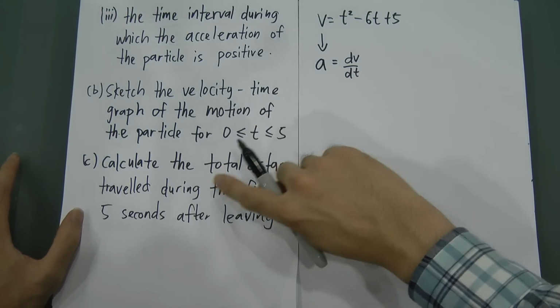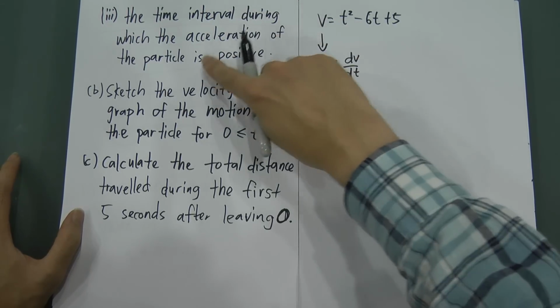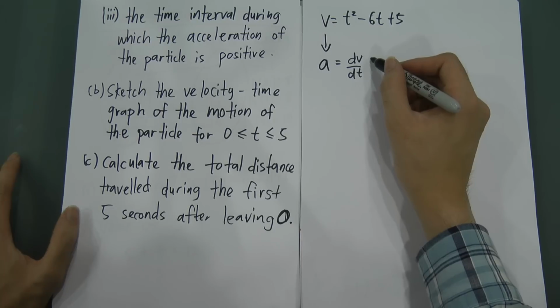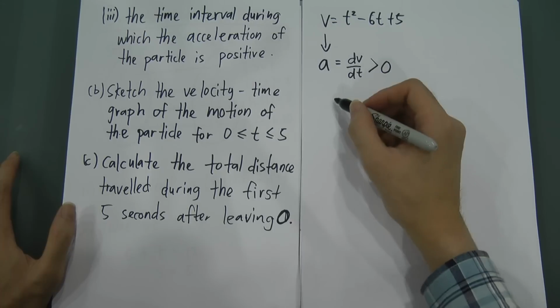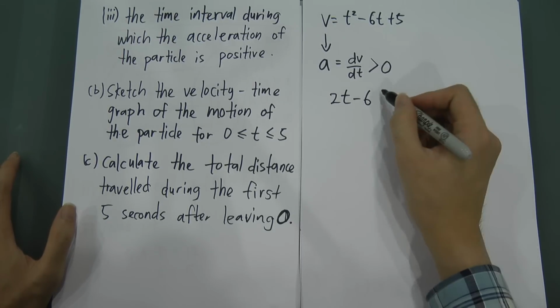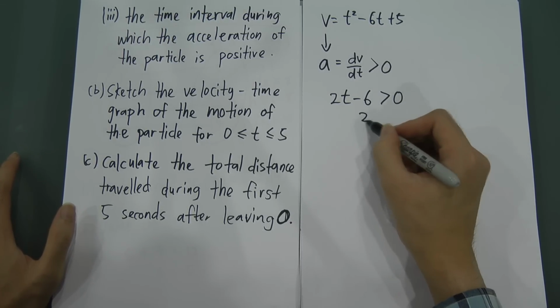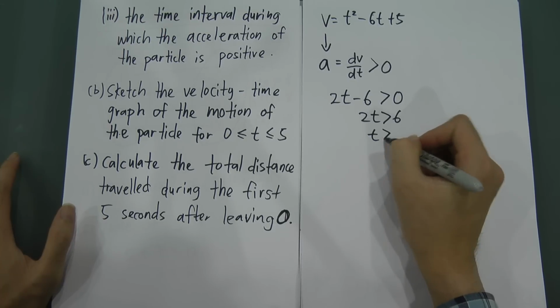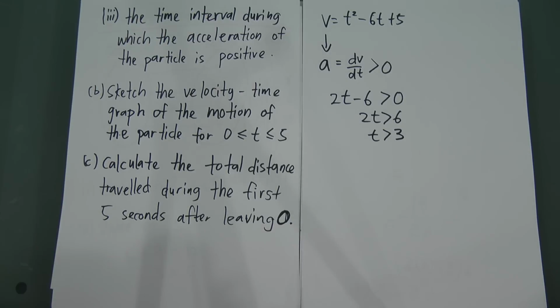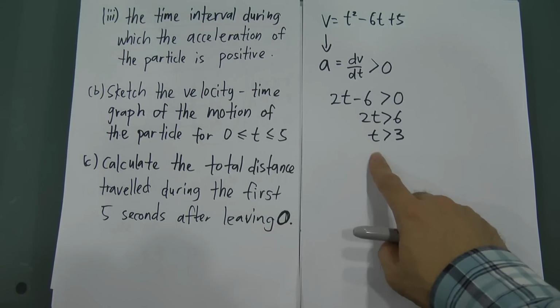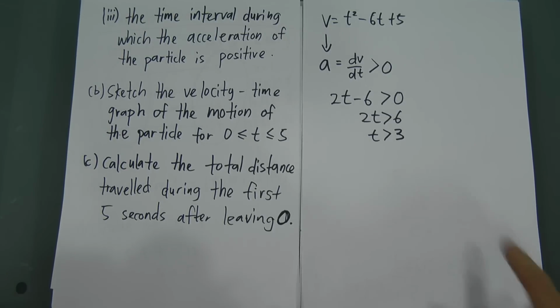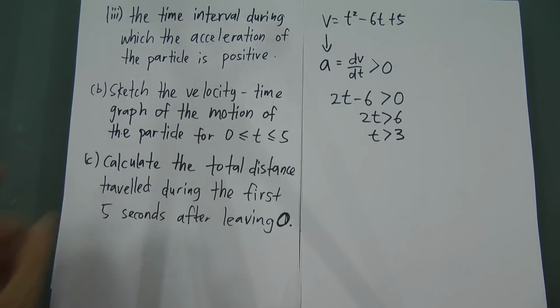He says the time interval during which the acceleration of the particle is positive. So we know this must be bigger than 0. That's why we call it positive. So I just differentiate this one and I will get 2t minus 6 bigger than 0. Therefore 2t bigger than 6, t bigger than 3. So when time is more than 3 seconds, the particle has positive acceleration, meaning the speed will increase.